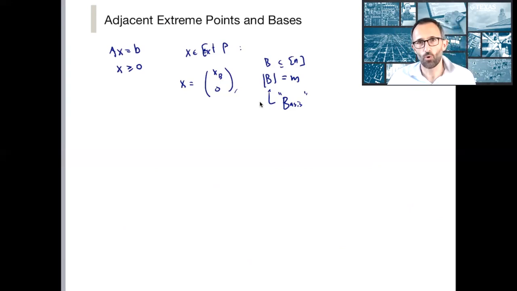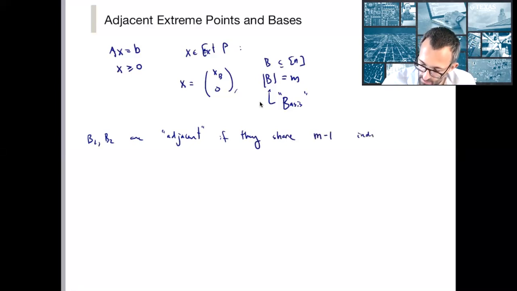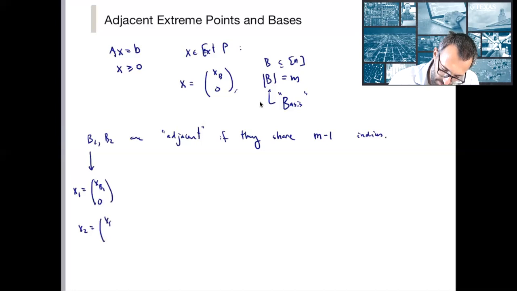So a neighboring extreme point, borrowing the intuition from the picture on the previous page, we need to find an adjacent basis. Bases B1 and B2 are adjacent if they share m minus 1 indices. So that means that for the 2 corresponding extreme points, once you specify B1, you've got x1 equal to x_B1, 0, and x2 is x_B2, 0. I'm abusing notation because B1 and B2 will not both be the first m elements, but it's too cumbersome to write it out in another way at this point.